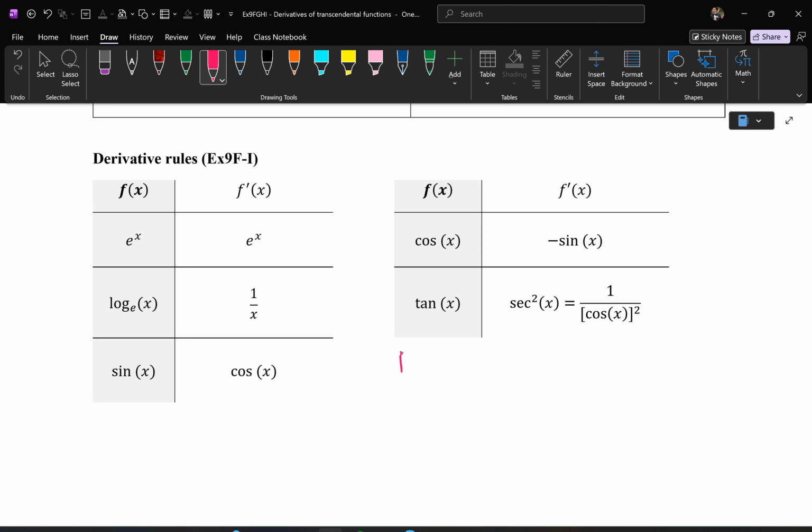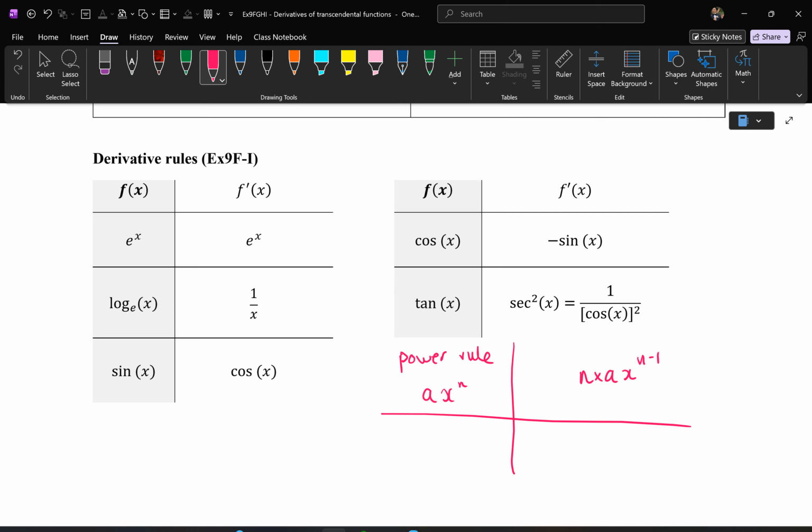And then you've got power rule, which most of us all know. Power rule is when your function is something of ax to the power of n. The derivative will then give you n times ax to the power of n minus 1.